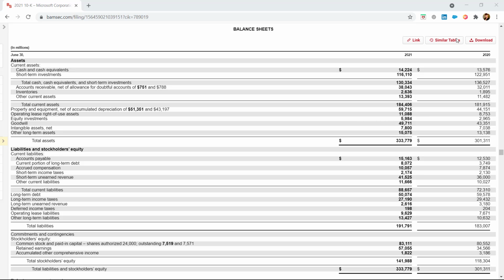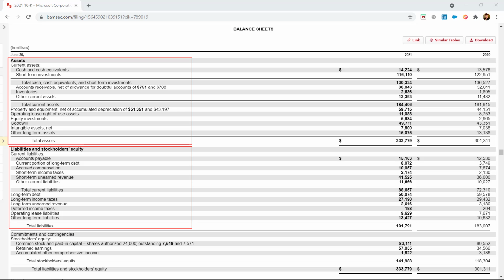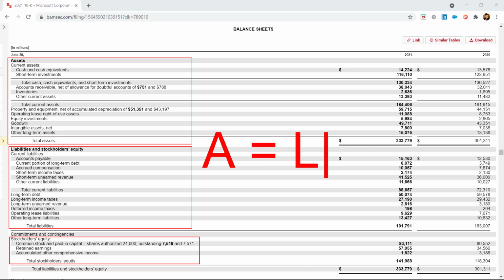Balance sheet includes three main categories: assets, what the company owns; liabilities, what the company owes; and shareholders' equity, that shows how much the owners of a company have invested in the business. The balance sheet is based on the fundamental equation: assets equals liabilities plus shareholders' equity.